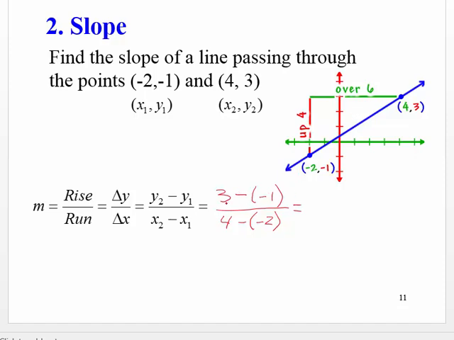This should be positive. 3 minus a negative 1 is 4. And 4 minus a negative 2 is 6. So we can simplify that: 2 over 3. Positive slope. So what does it mean? We can go up 4 and over 6, and we get to this point.